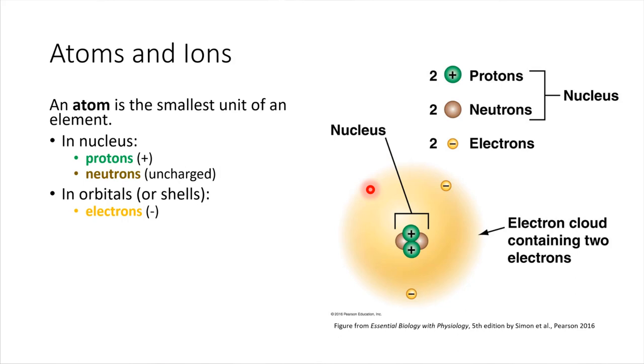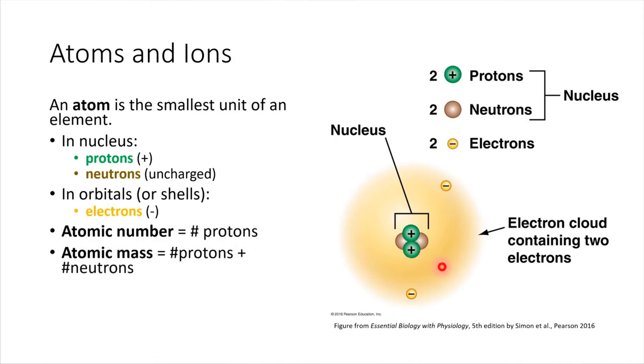The thing about this atom that is very characteristic for whatever element we're talking about is the number of protons. So how many positive charges are there at the very center? That is what defines this as a given element. We call that the atomic number. The atomic number is how the elements are arranged on the periodic table.